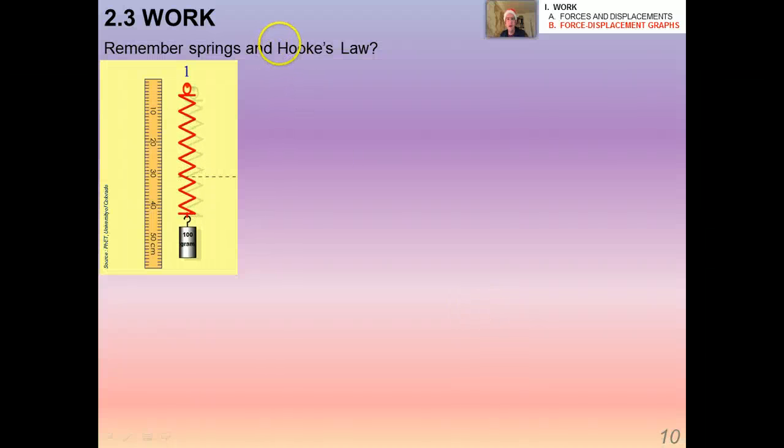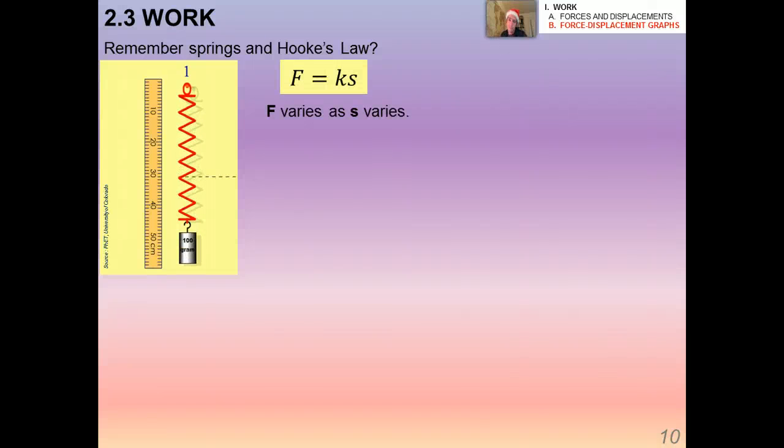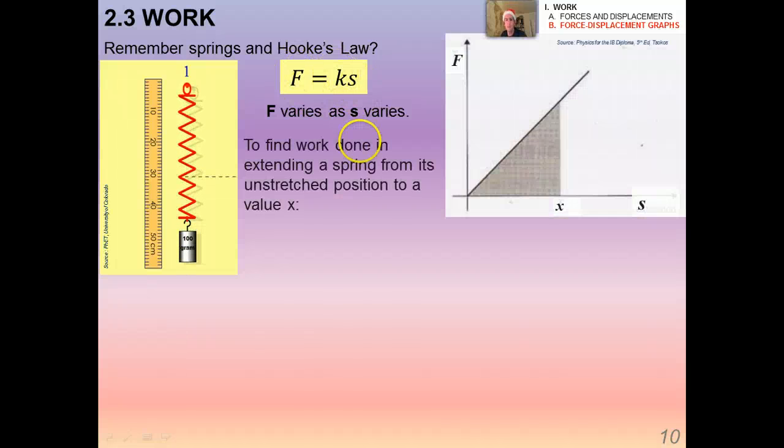If you think back about springs and Hooke's law, that sort of stuff doesn't go away. In fact, we're going to study them even more when we talk about simple harmonic motion. But I want you to recall specifically that F varies as s varies. Remember there's the negative sign in there too, but we're not going to worry about the negative sign here. We're just going to say F equals ks because we care about the magnitude of the work done.